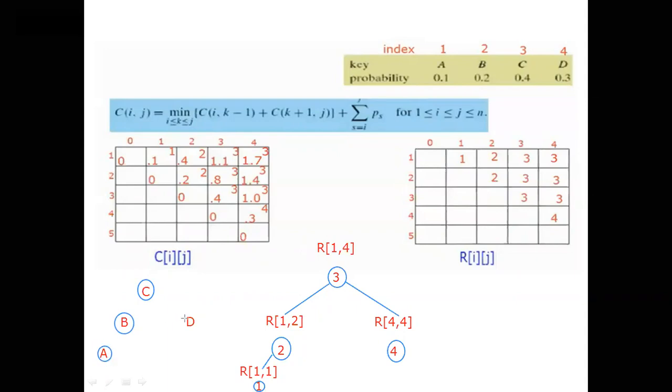Okay. I will connect it using edges. C to D and A to D. This is the optimal binary search tree. This is the last answer. You have to get it like this.